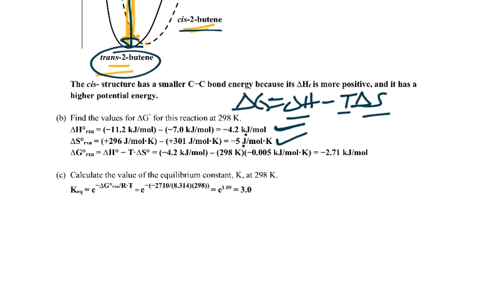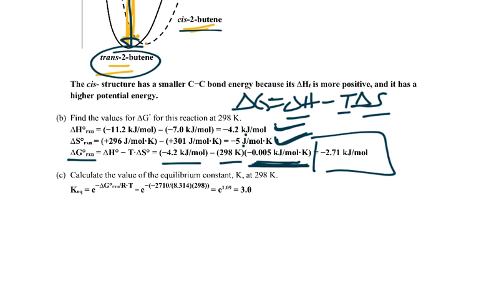So substitute it in. We get negative 4.2 kilojoules per mole minus T, 298, times the delta S, which is negative 0.005 kilojoules. So we have to take into account the fact that this is joules and this is kilojoules, so we divide by 1,000, giving 0.005. And so the bottom line is we get negative 2.71 kilojoules per mole for the delta G.